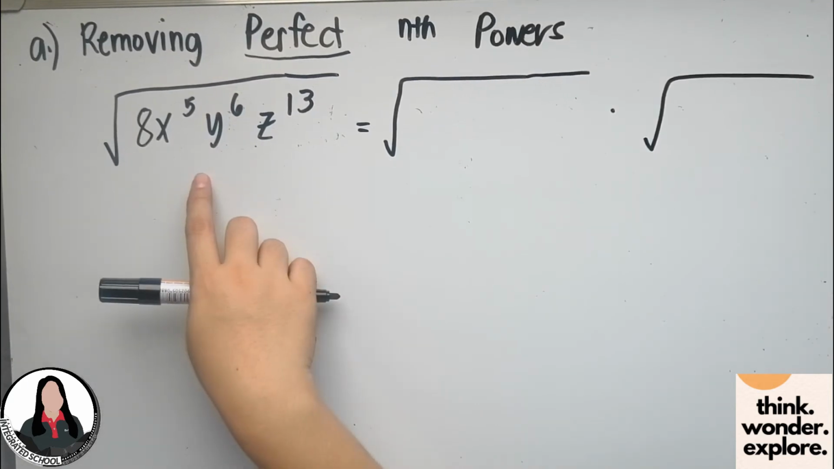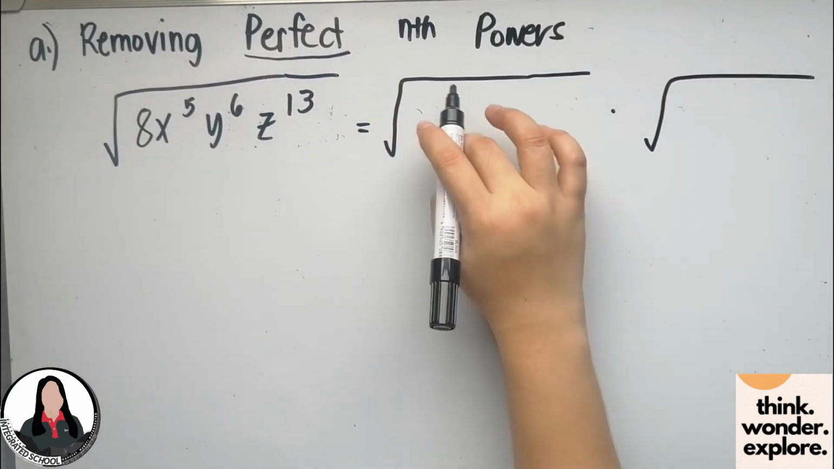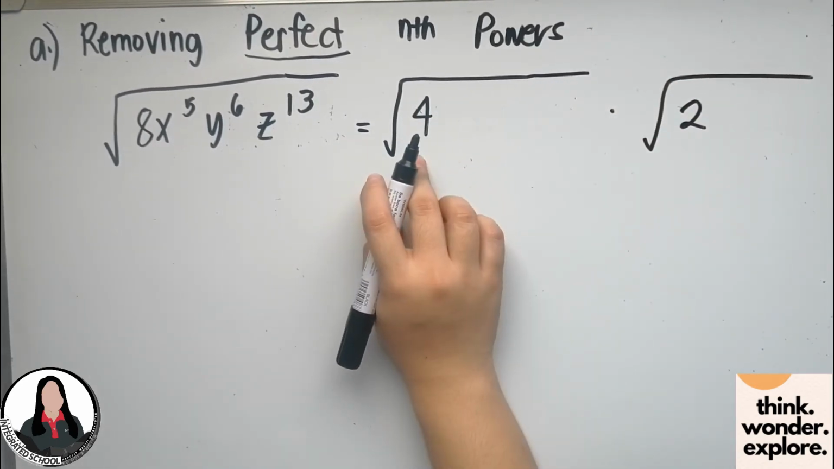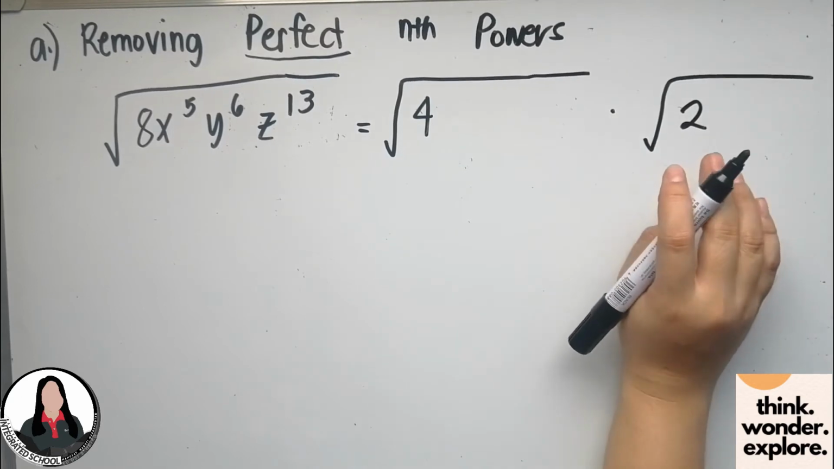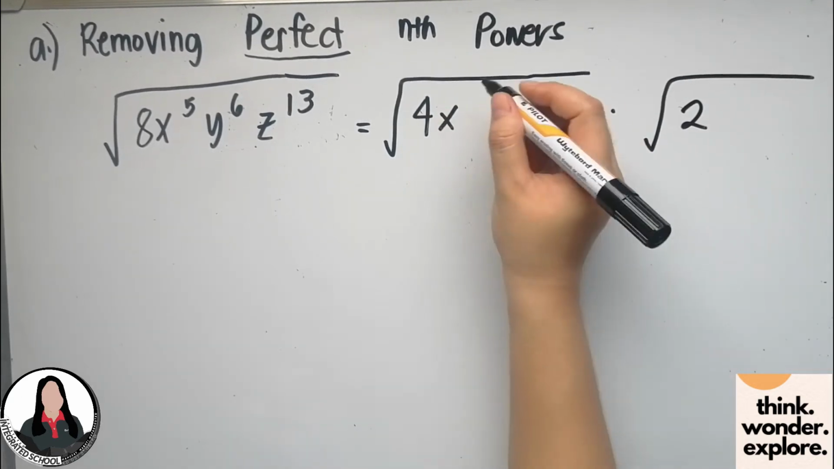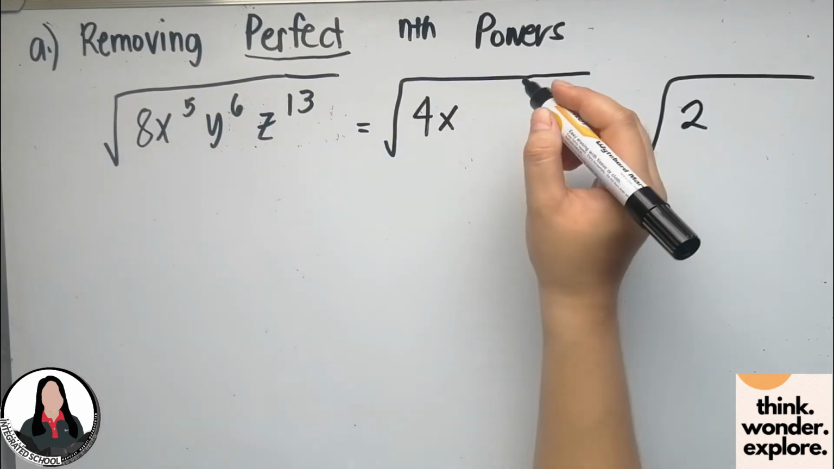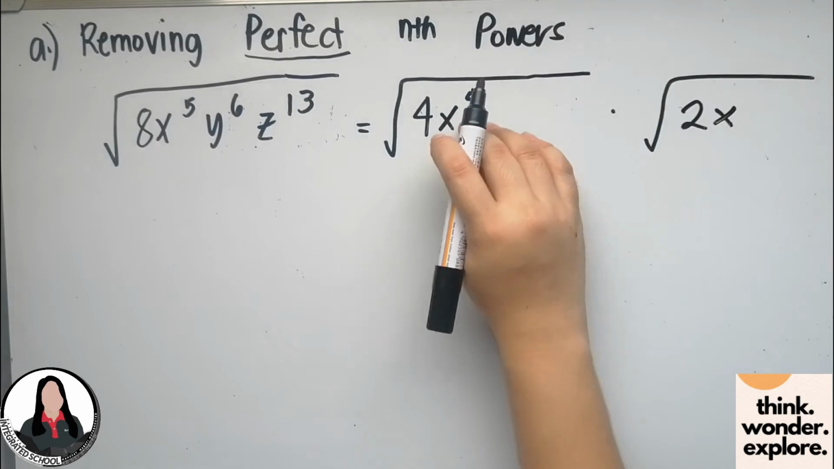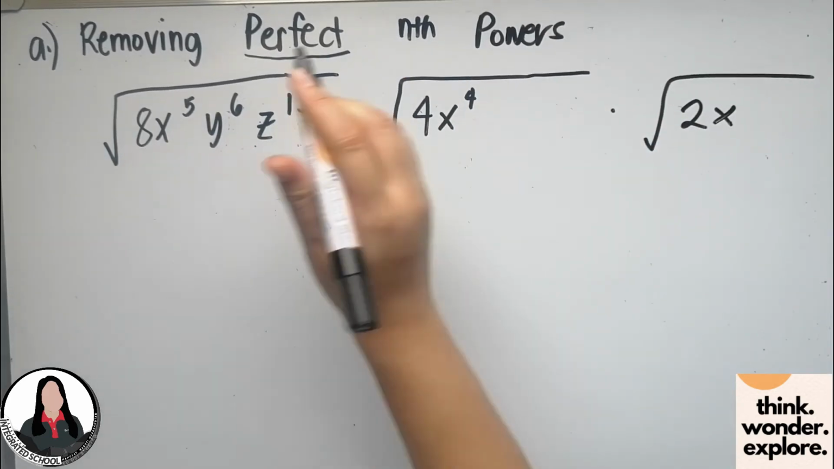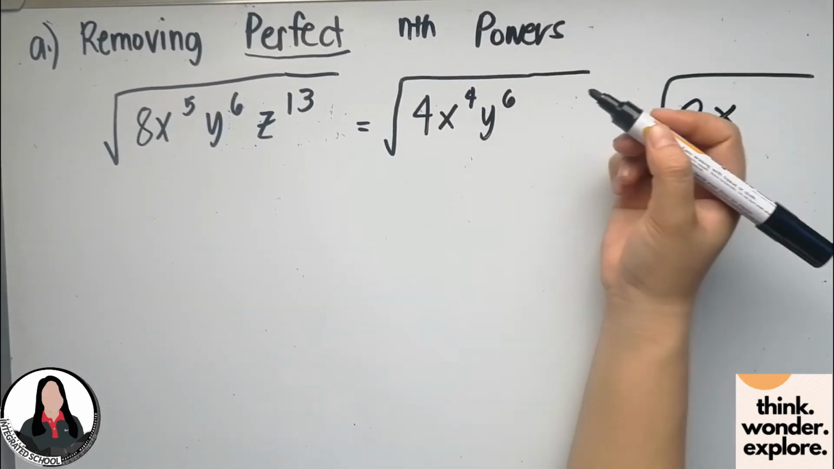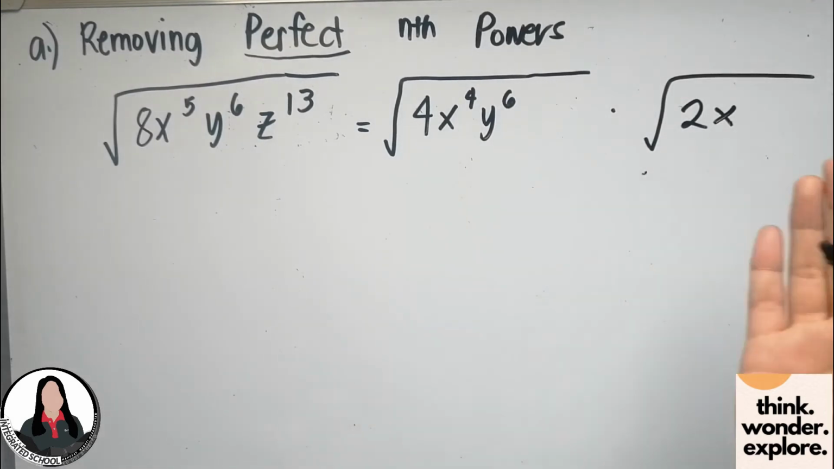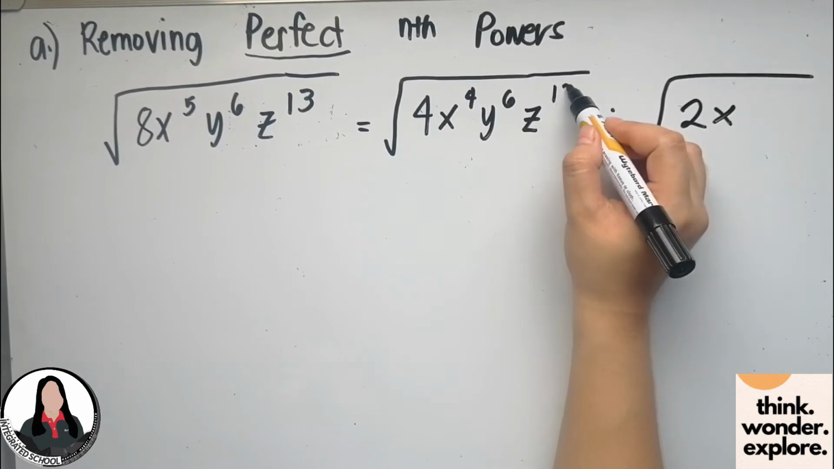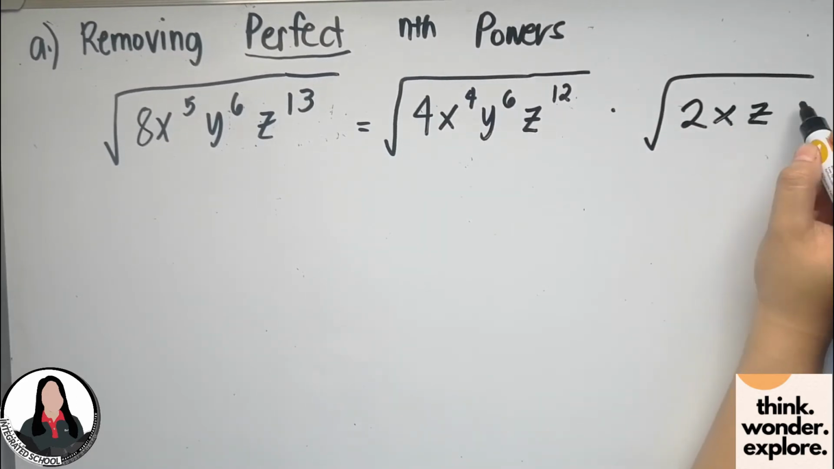So, para maging perfect square, ang 8, paghiwalay natin siya sa dalawang factors, 4 and 2, since 4 is a perfect square. And then 2 yung isa pang factor. And then x, para maging perfect square, siya ay maging x raised to 4. And then yung x na natira ay pupunta sa kabila because x raised to 4 times x is x raised to 5. And then y raised to 6 is a perfect square. So, hindi natin siya pwedeng ihiwalay pa. And then, ang z raised to 13 can be written as z raised to 12 times z.